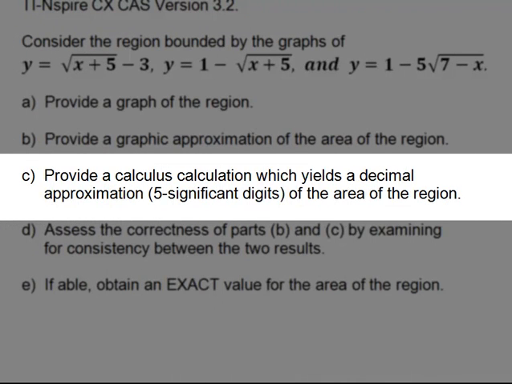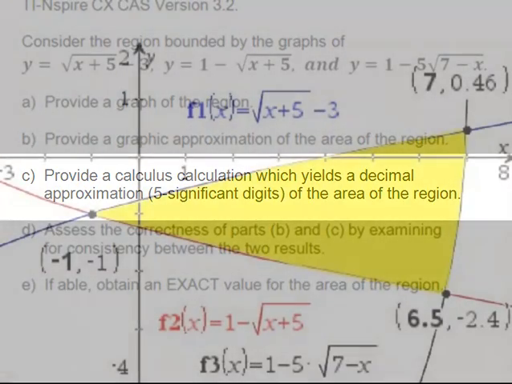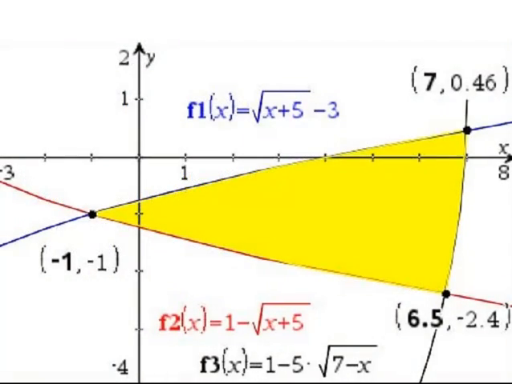Part C. Provide a calculus calculation which yields a decimal approximation, 5 significant digits, of the area of the region. For a calculus calculation of the area of a region, a fundamental strategy is to slice up the region and then sum the areas of the slices with an integral. Surely the most popular slice is the thin vertical rectangle. Let's try slicing up our region with thin vertical rectangles right now.